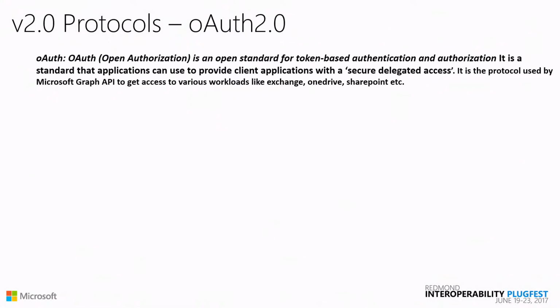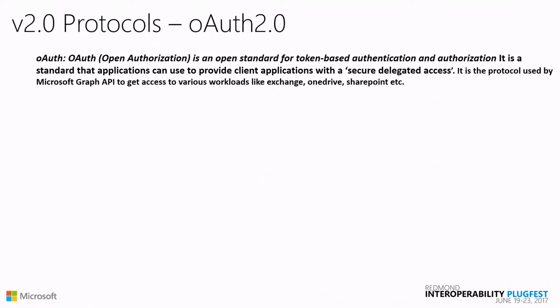So OAuth. So what is OAuth? OAuth is open authorization, an open standard for token-based authentication authorization, and it is a standard the applications can use to provide client application with a secure delegated access. When we say secure delegated access, whenever you enter credentials, the credential doesn't stay with you. In your app, you don't have to handle credentials, you don't have to handle the usernames. The only thing you care about are the tokens.